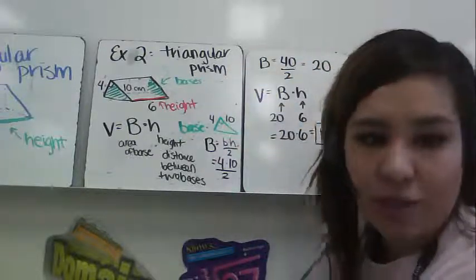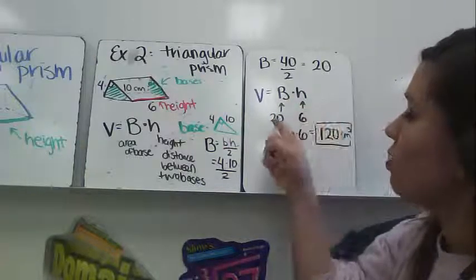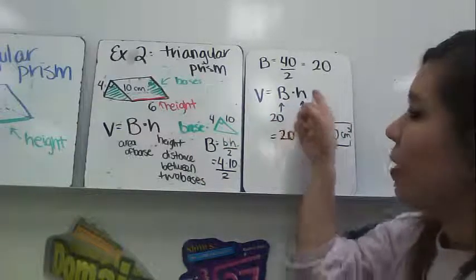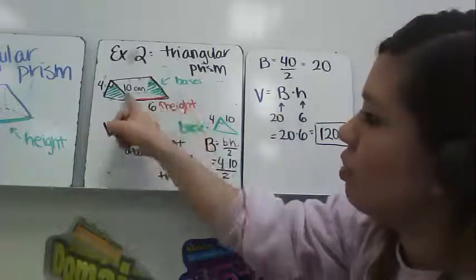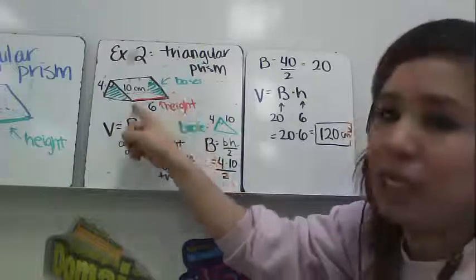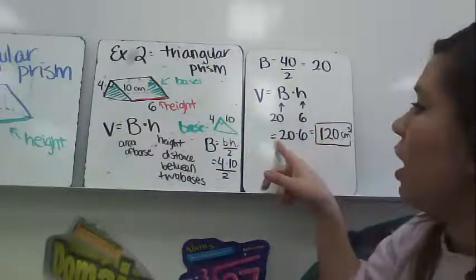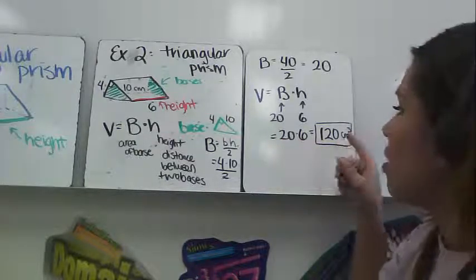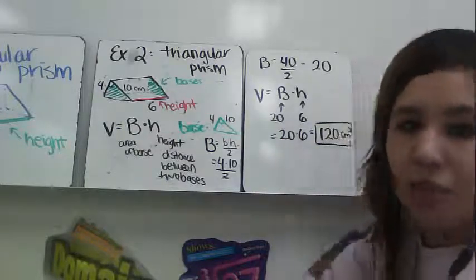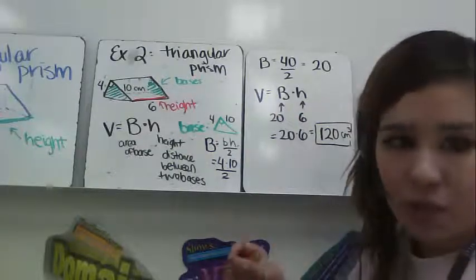I'm almost done. I need to plug it into my formula. Volume is big B times height. Well, that would be 20. And the height, again, look back at your shape. It's the distance between the two bases. So it would be 6. So I know my height is 6. And so I now just multiply 20 times 6. And I get 120 centimeters, again, cubed, because we're dealing with volume.